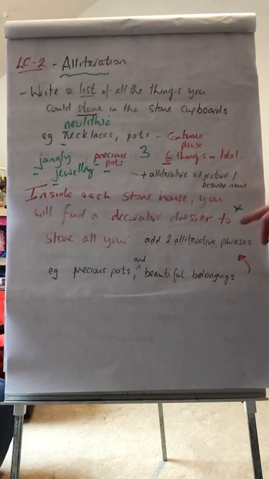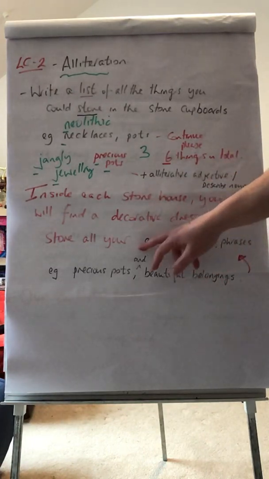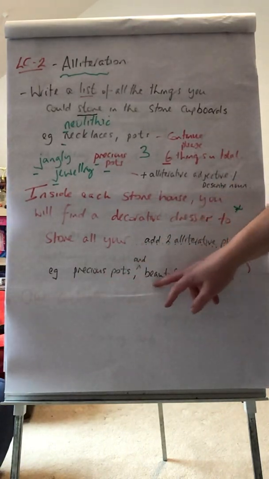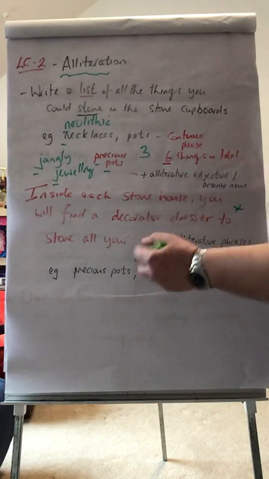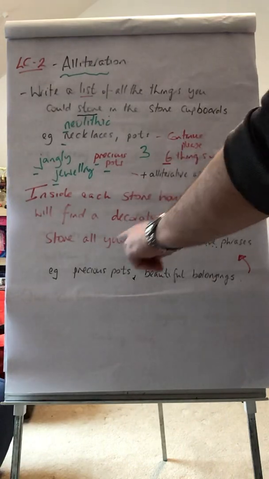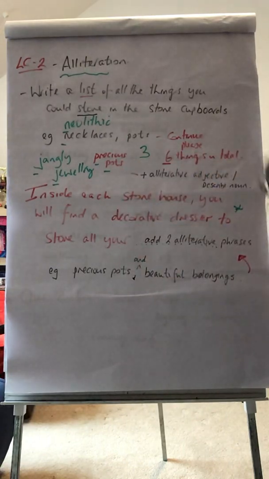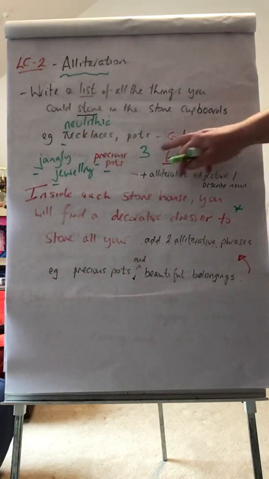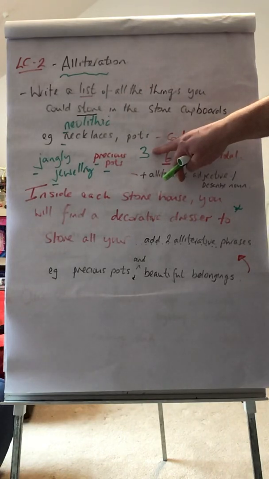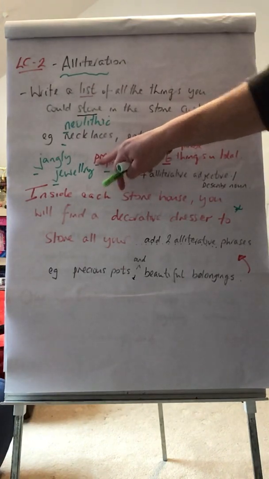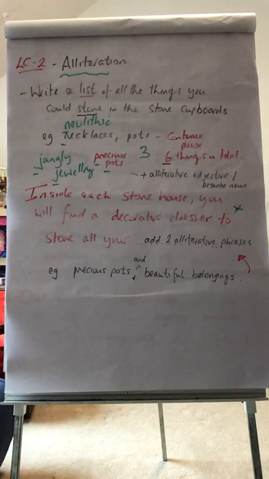Inside each stone house, you will find a decorative dresser to store all your, and then it says add 2 alliterative phrases, for example, precious pots and beautiful belongings, okay? So no comma between them, you need to put in or insert the word and. So to store all your precious pots and beautiful belongings, or jangly jewellery, or Neolithic necklaces, okay? So I want you to think of 3 more alliterative phrases, make sure that the last word, the object, and the adjective describing it start with the same letter. Okay, do that for me now. When you've done that, pause and get ready for Learning Chunk 3.